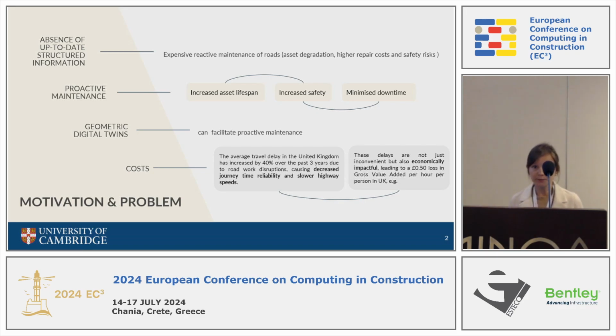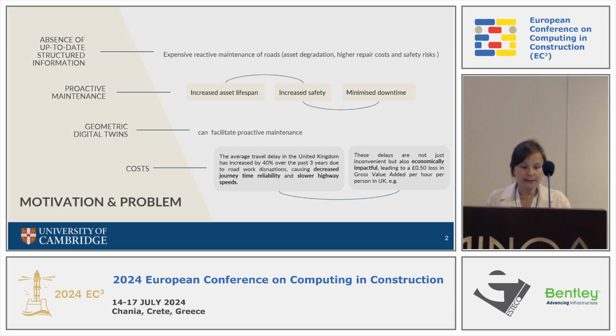On the other hand, proactive maintenance is the opposite. So basically, you deal with the issues before they become critical, at the early stages or even in a preventive manner. And here we have lots of benefits like increased asset lifespan, increased safety, and minimized downtime.